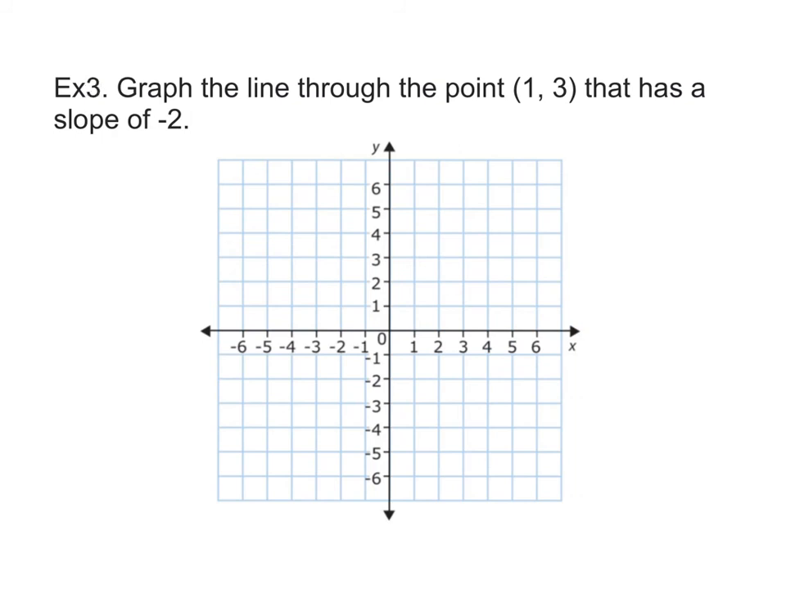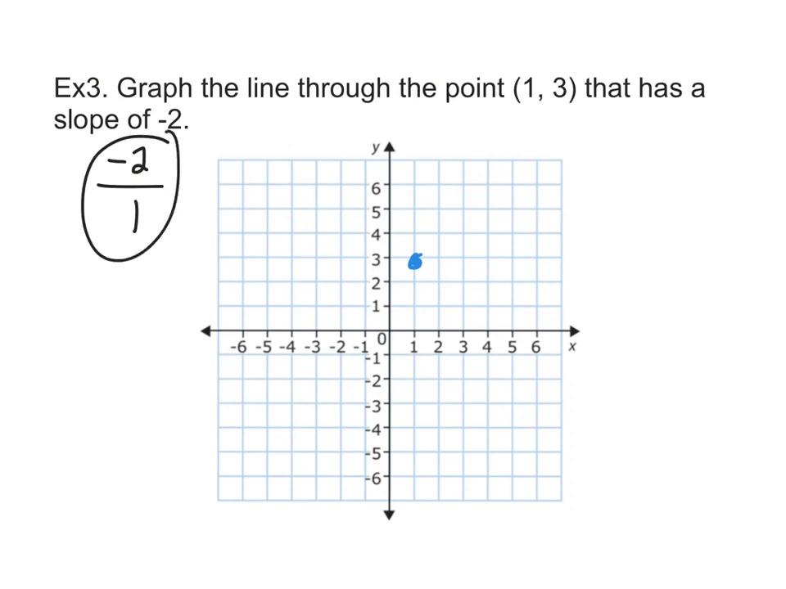Let's try another one. This one says the line goes through the point 1, 3 and has a slope of negative 2. So I'll start by drawing the point 1, 3. Right there it is. Now this one, for the slope, it's not in fraction form, but we know how to write a number in fraction form. Negative 2 is exactly the same as negative 2 over 1.